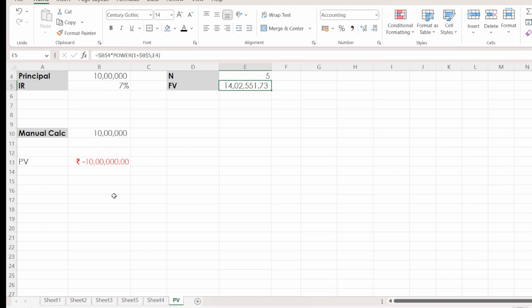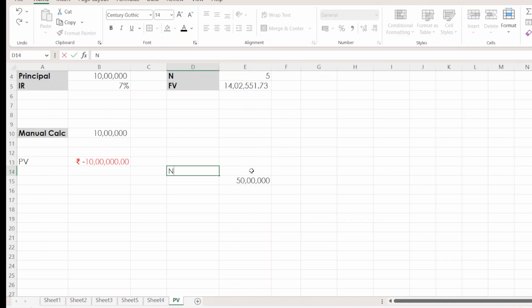Now coming to how you can utilize it. Let's say you need maybe 50 lakh down the line, maybe after 10 years. So what do you know? With n as 10, for 10 years, you need 50 lakhs. So that's what you need as a future value. From now to after 10 years, you need this much.